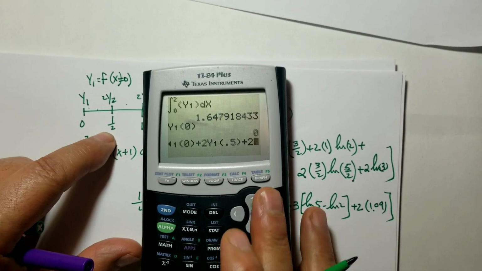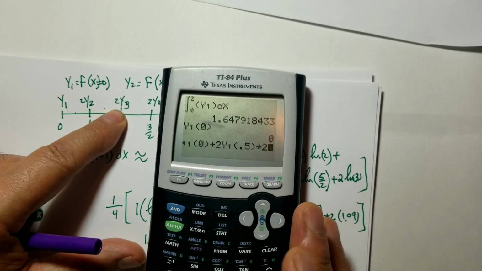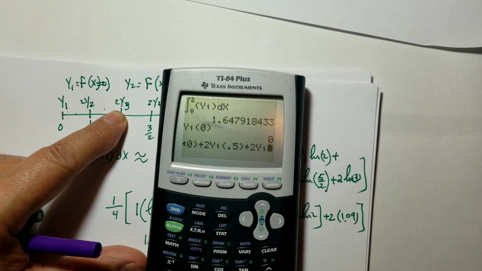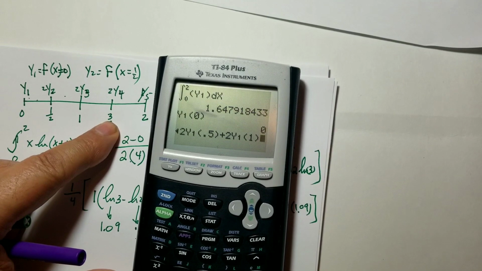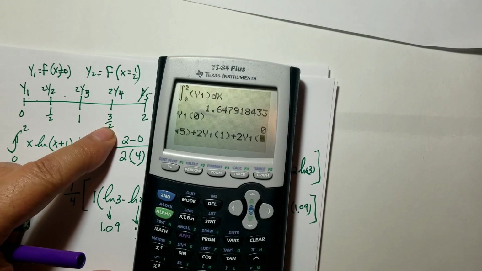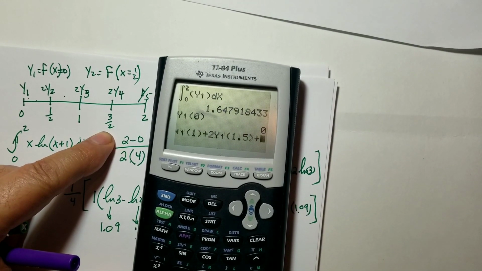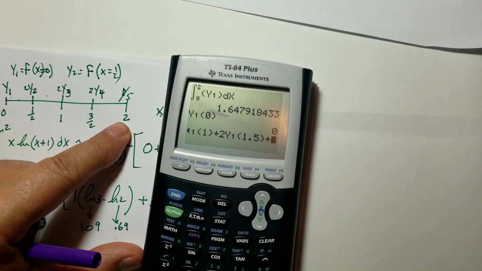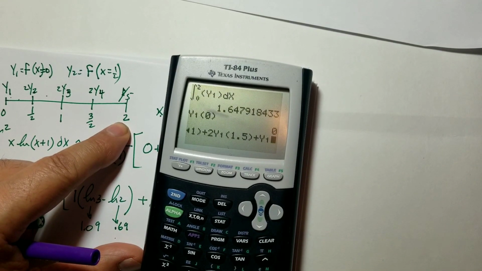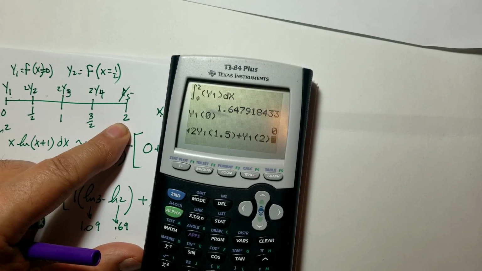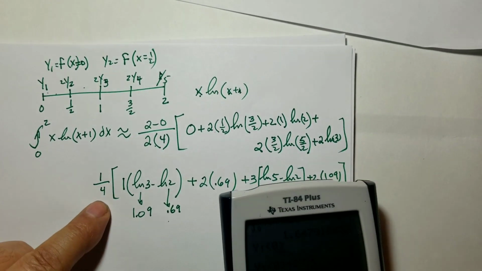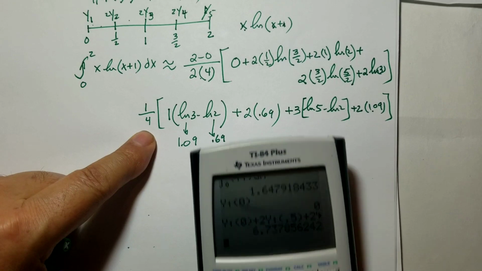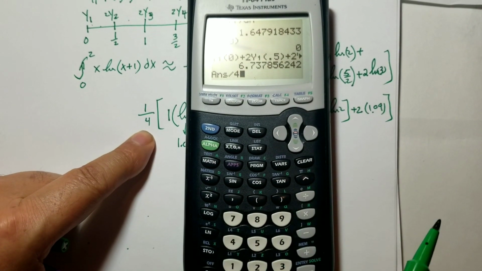Plus 2, I need 2 of these, and this time my function uses x as a 1, plus 2 y variable function, but my x value here is 3/2, plus you use 1 of y5, which is your function at x equal to 2. Press enter, 6.73. But remember, you gotta divide it by 4. 6.73 divided by 4.